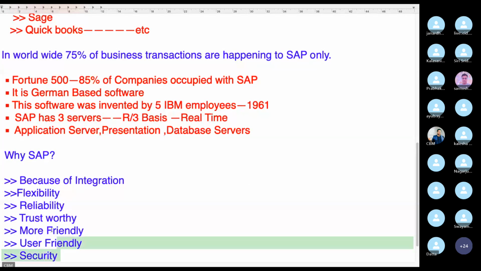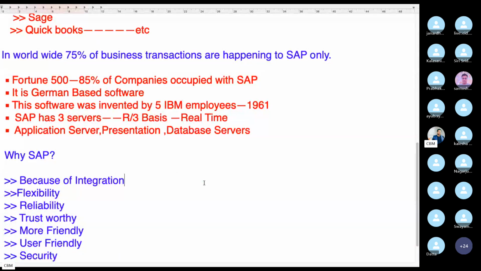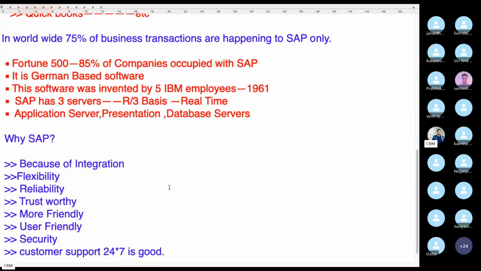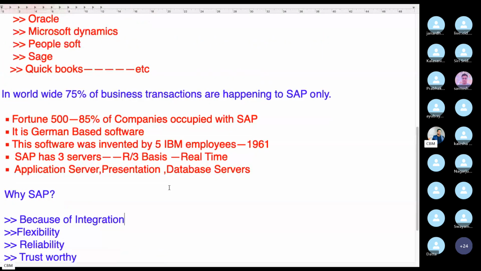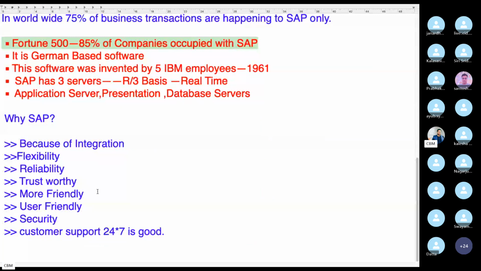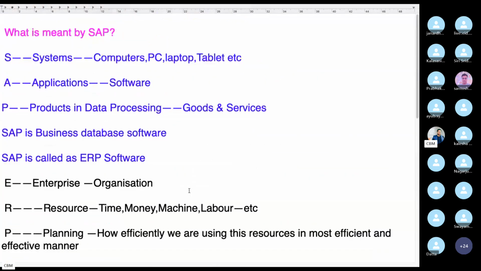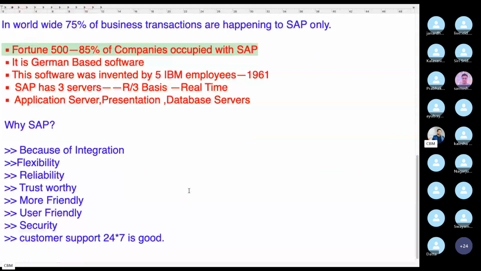So here, why SAP? Because of integration, flexibility, reliability, trustworthiness, friendliness, user friendliness, security, and also good customer support. That is the reason most companies switch to SAP. This is a famous software compared to others. SAP has almost 4 lakh customers, and it is spread across around 200 countries in the world. This is one of the biggest software in the world and in the ERP world.